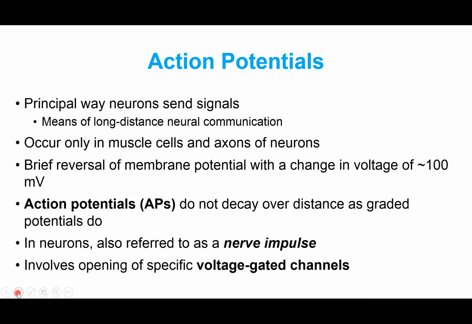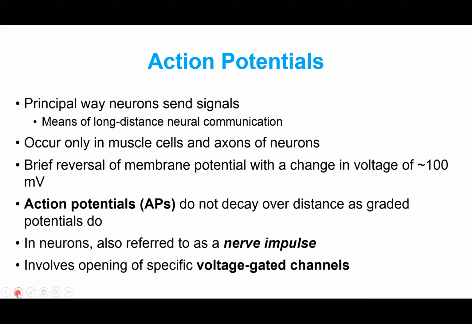The next thing that we're going to talk about is action potentials. This is a very important concept to understand because this is the primary way that neurons are sending their signals. So action potentials are just a means of very long distance neural communication. It's important to know that action potentials only occur in muscle cells and in the axons of neurons.